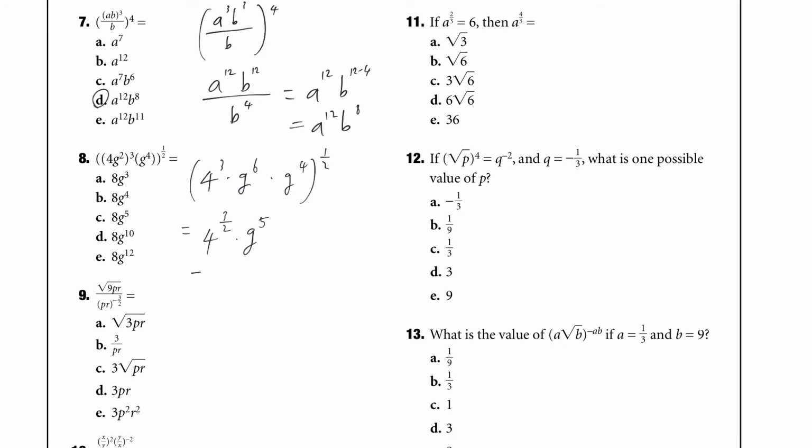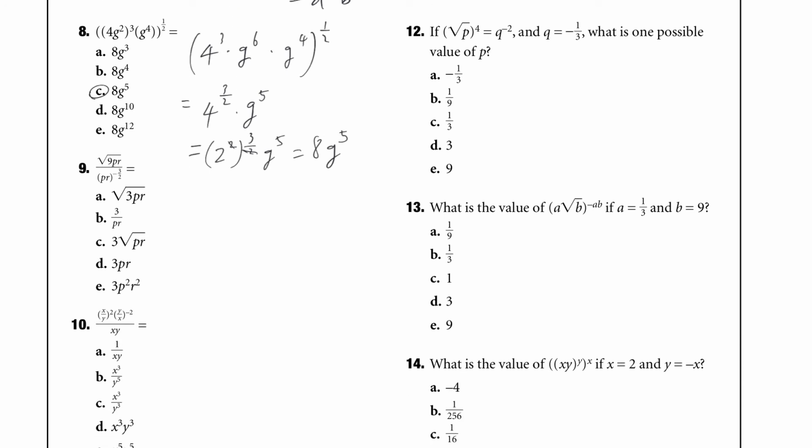Okay. And so, did I miss something? No. And 4 to the power of 3 over 2 is the same as 2 squared to the power of 3 over 2. And these cancel. So 2 to the power of 3 is 8. So 8 times g to the power of 5. The answer is C.